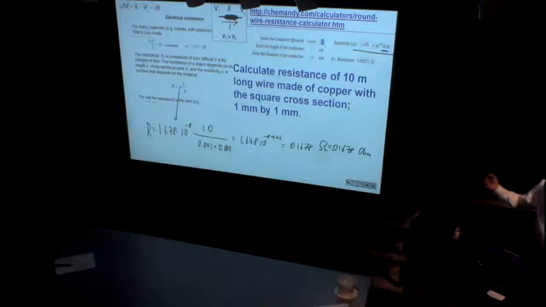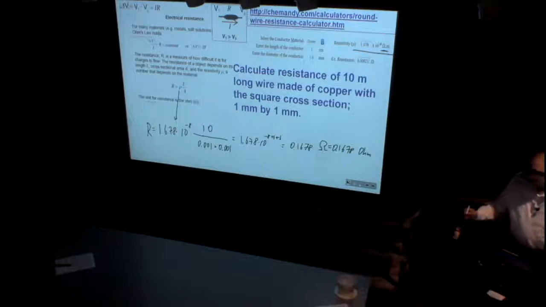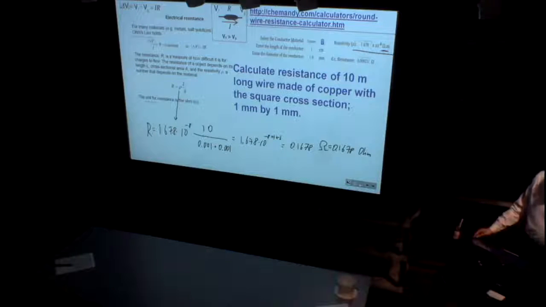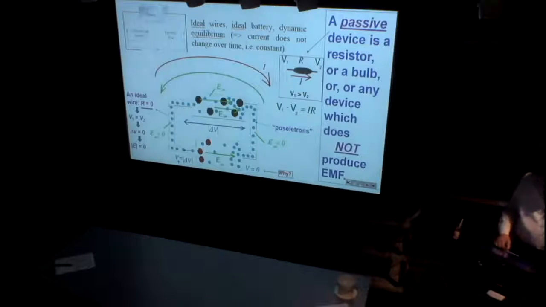So a 10-meter long wire is usually used to actually make a coil. And we can see that because copper is a very conductive material, the resistance is very low. That's why people use copper. Plus it's cheap to manufacture.